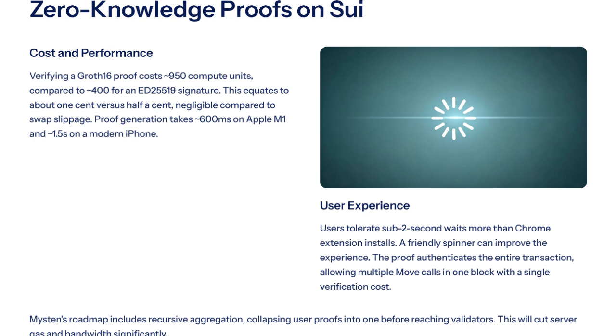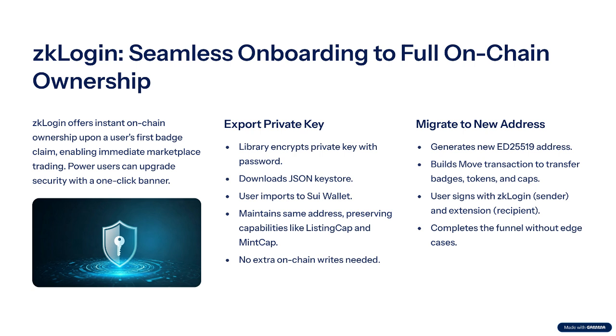Because the proof authenticates the whole transaction, you can pack several Move calls, mint, list, vote, in the same block and pay the verifier cost once. Mysten's roadmap includes recursive aggregation. Dozens of user proofs collapsed into one before they reach validators, cutting server gas and bandwidth by an order of magnitude.